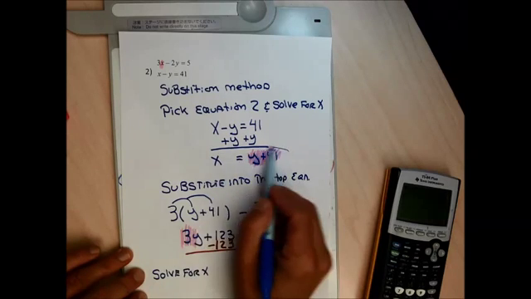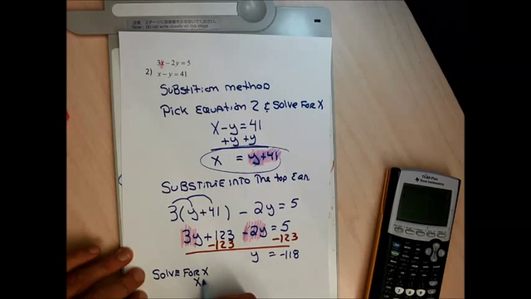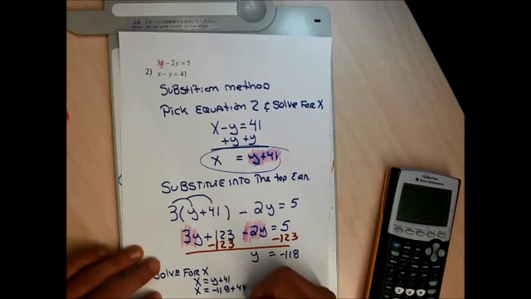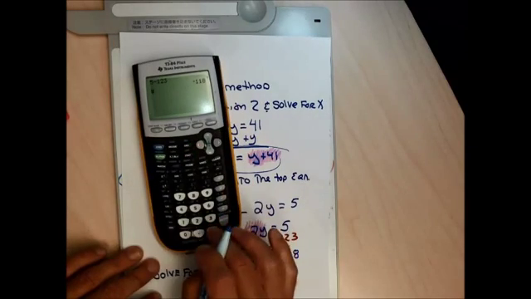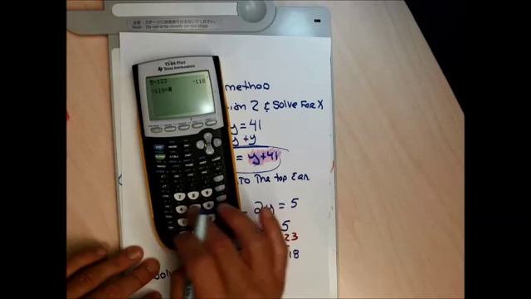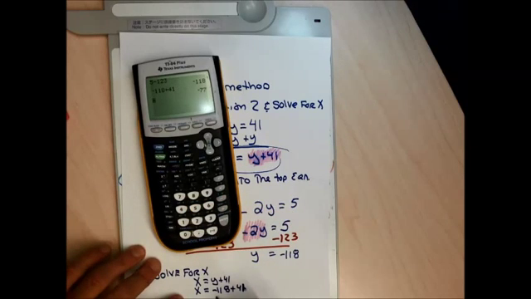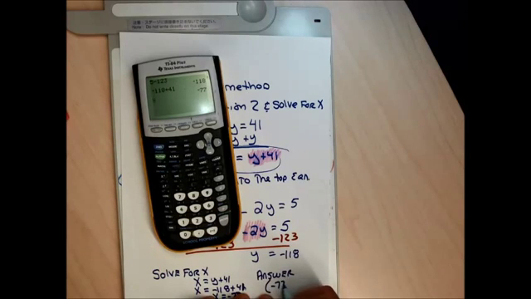And to solve for x, I'm going to use x equals y plus 41. I'm going to get x equals negative 118 plus 41. I really don't want to do this wrong, so I'm going to go negative 118 plus 41. I'm going to get x equal to negative 77. So my answer to problem 2 is x equal to negative 77, y equal to negative 118.